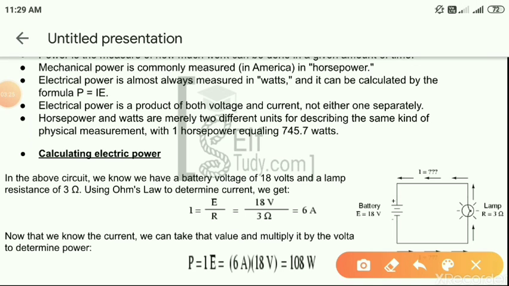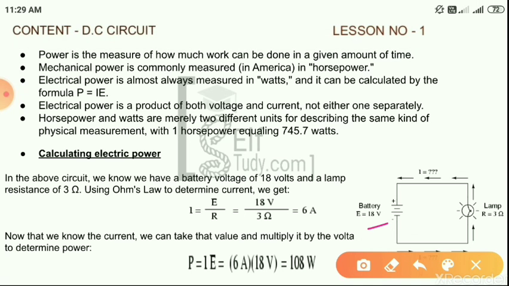This is 18 volt, and this is a 3 ohm lamp. From Ohm's law, we can find out the current flowing through this lamp. I equal to E by R, then 18 volt by 3 ohm equals 6 ampere. So, the current flowing through this lamp will be 6 ampere.